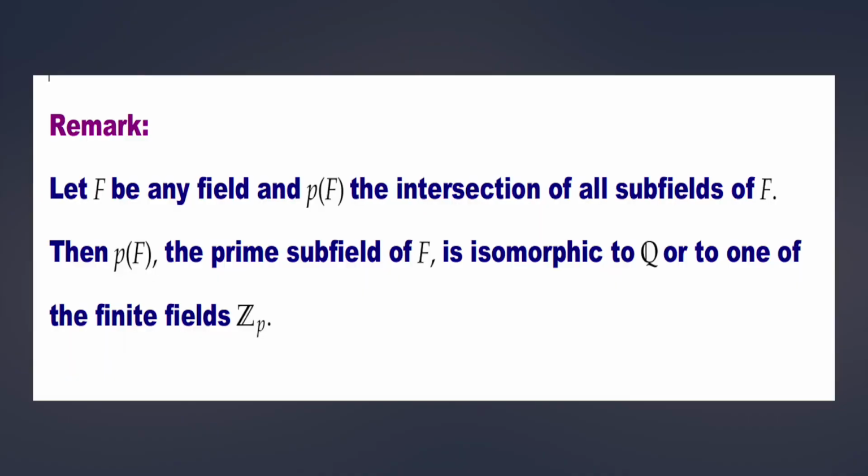Finally, we are at the end of this session. Let us finish this session with this remark. Let F be any field and P of F the intersection of all subfields of F. Then P of F, the prime subfield of F, is isomorphic to Q or to one of the finite fields Z p.